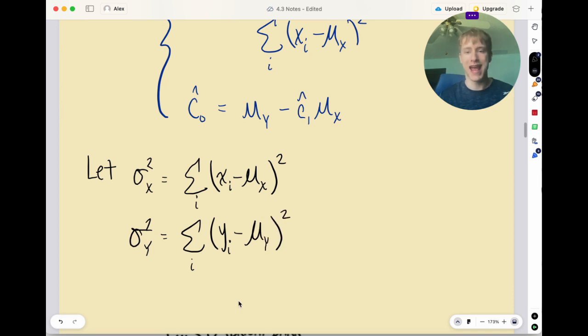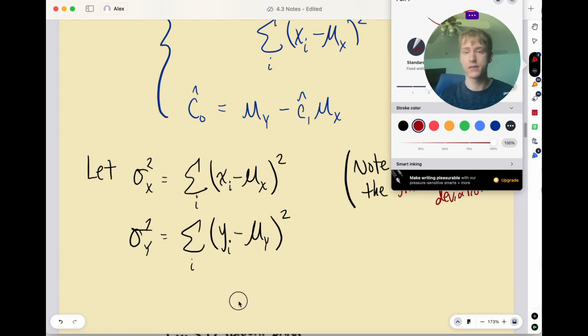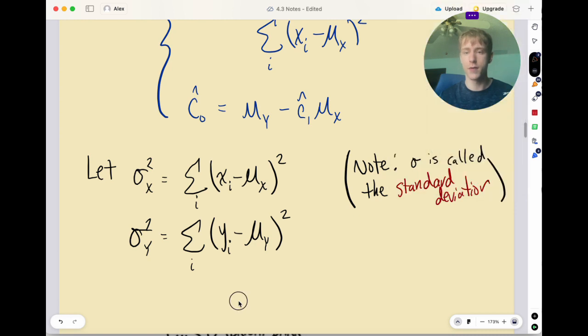And just as a note, in parentheses: sigma is, well, the square root of the variance technically, but it's called the standard deviation. But again, we don't like it because it doesn't have nice properties like the variance. So in probability, we tend to work with sigma squared.